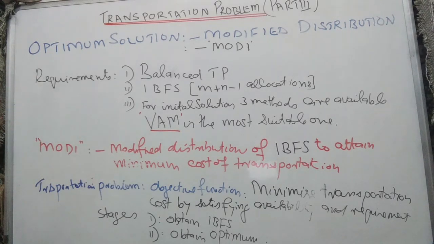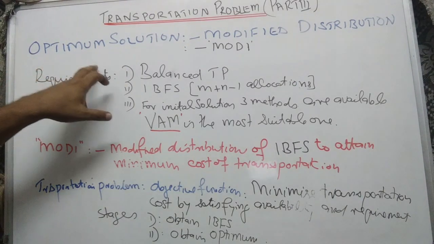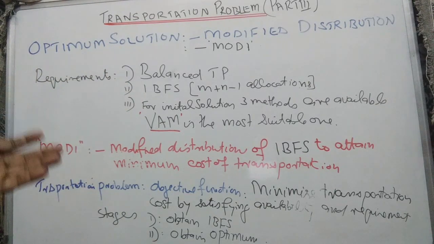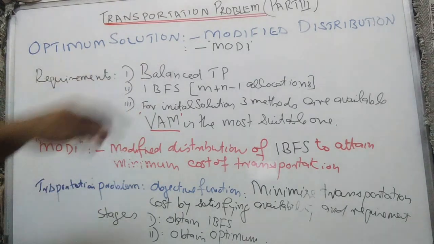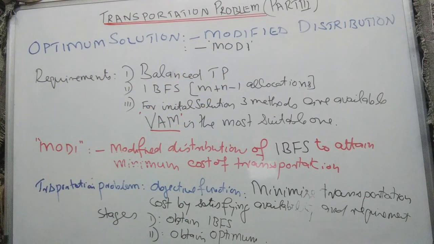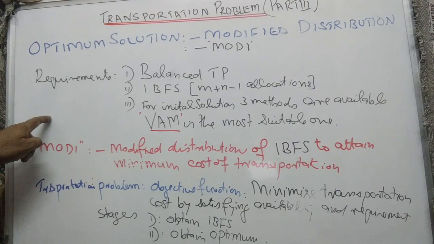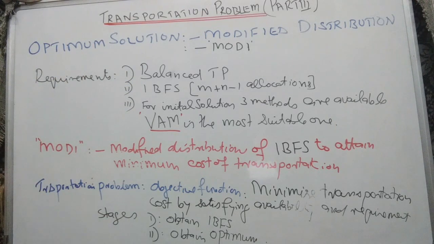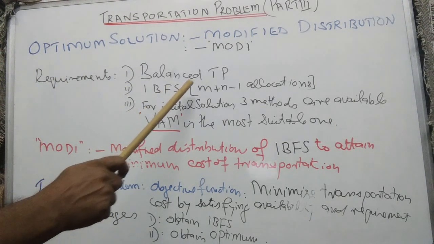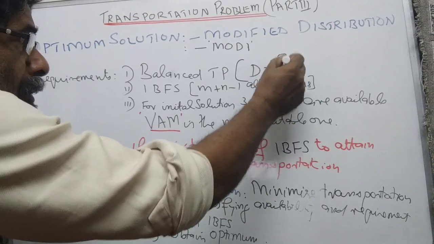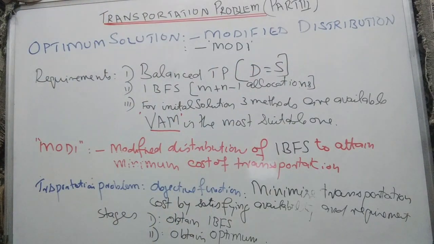After getting the initial feasible solution, IBFS, we are moving to derive the optimum solution. Optimum solution is a solution where the cost is minimum, satisfying demand and supply conditions. For that we use the modified distribution method, shortly known as MODI. So for applying MODI, we have some requirements. What are they? A problem should be balanced. That is the condition for obtaining IBFS. That is the first and most important condition. A problem should be balanced. When it is balanced, the total demand is equal to supply. That is the condition for a balanced problem.